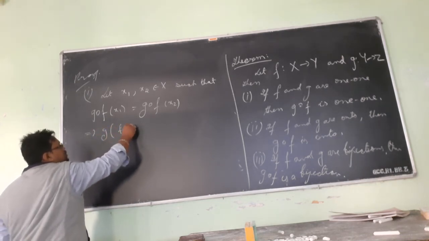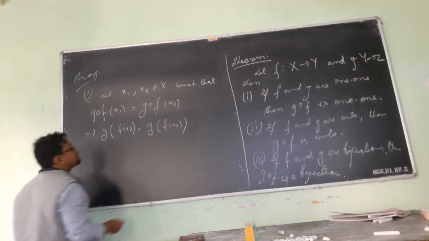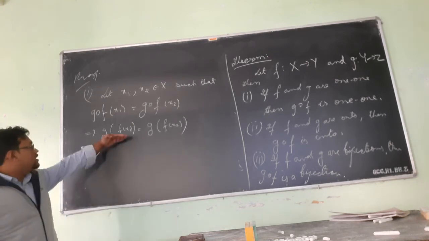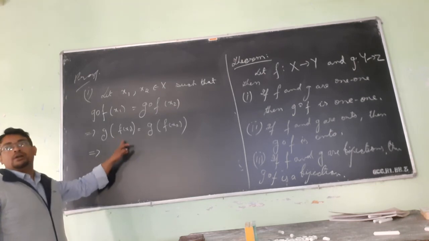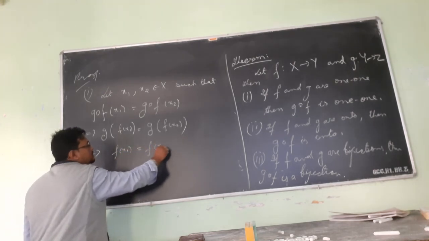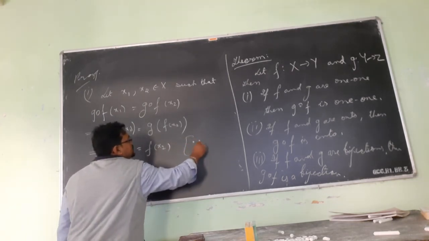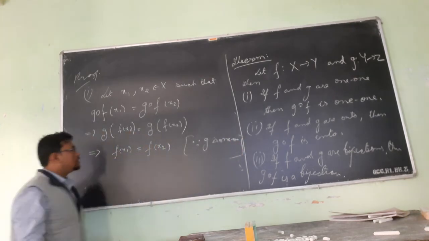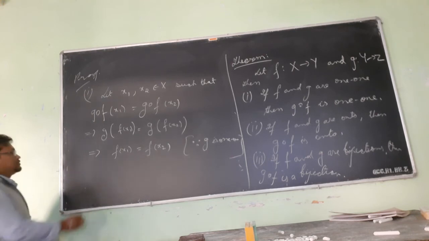G of f of x1 is equal to g of f of x2. From here, what conclusion can I draw? F of x1 equals f of x2. Why? Because g is 1-1. G is given to be 1-1, so I can apply this. G is a 1-1 function, so f of x1 will be equal to f of x2.